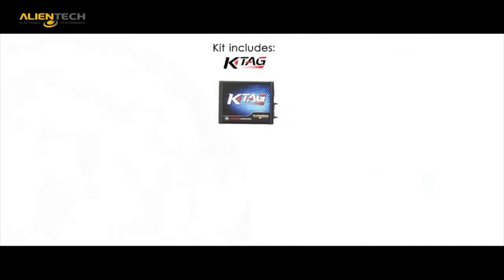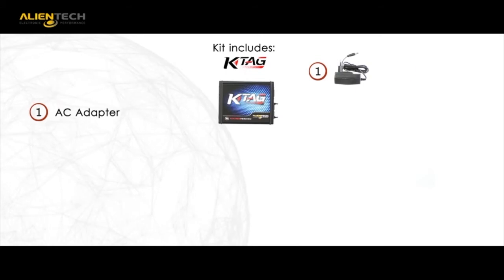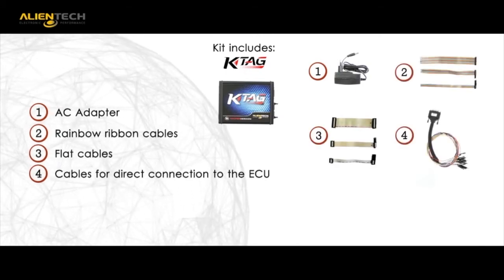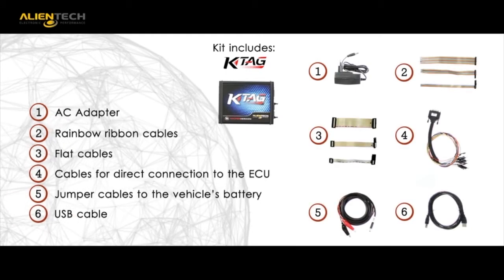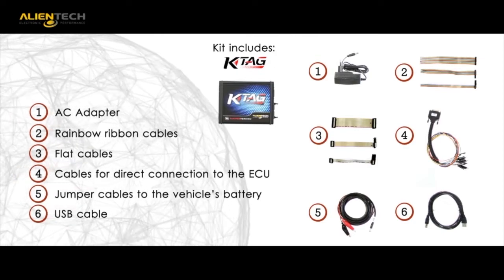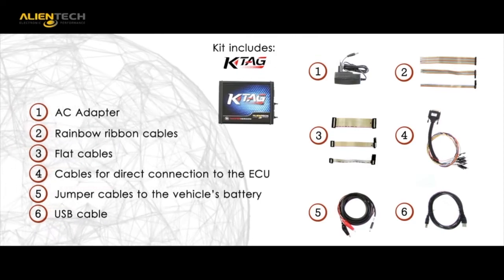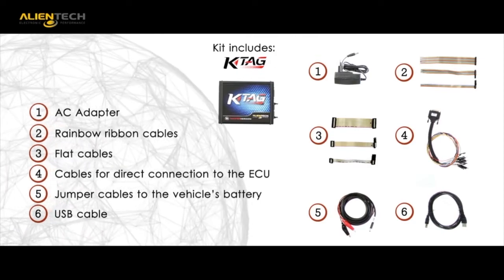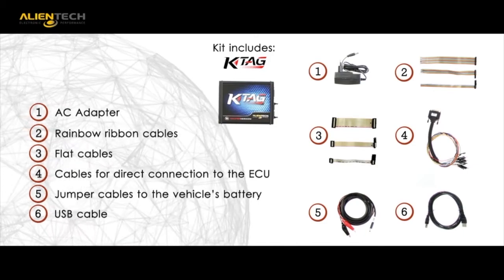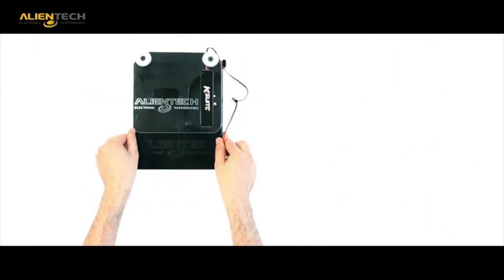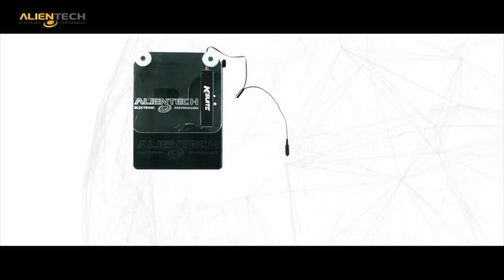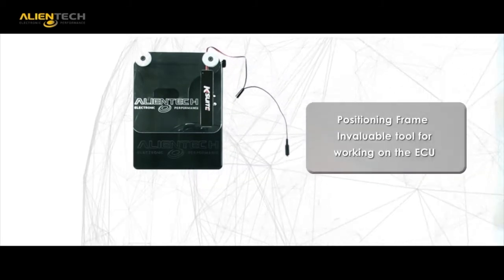The KTAG complete kit includes hardware, AC adapter, rainbow ribbon cables, assorted flat cables, cable for direct connection to the ECU, jumper cable to the vehicle's battery, USB cable. Alientech offers you the positioning frame, which will secure the ECU and offer you a controlled surface for access.